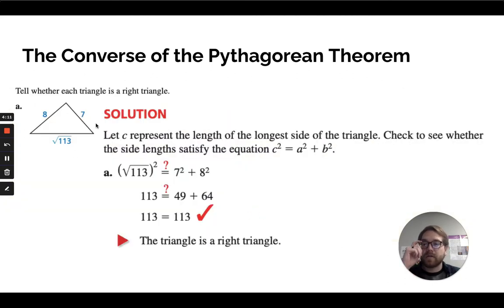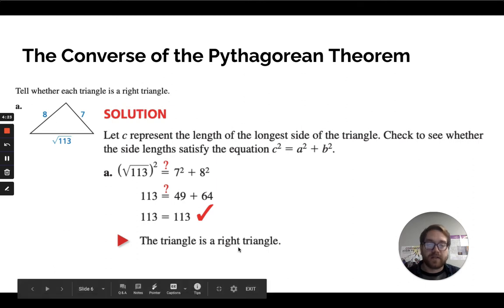If I wanted to know if this triangle is a right triangle, I can take the two shorter sides, square them, add them together, and see if that equals the square of that third longest side. If they do, then the triangle is a right triangle. If they don't, then it's not a right triangle. And so we'll also look at some problems like that. Now let's go ahead and look at some examples.